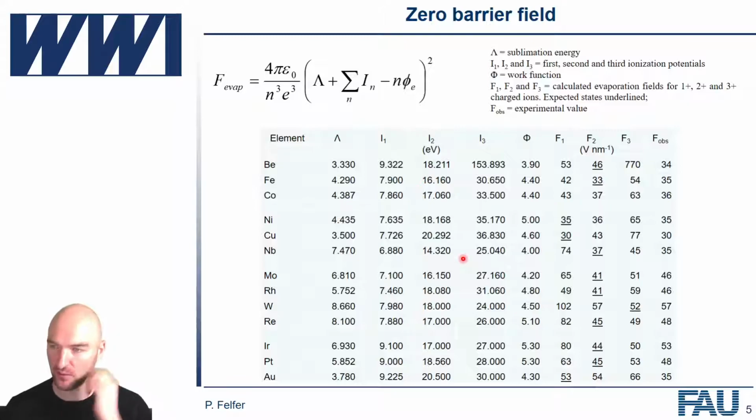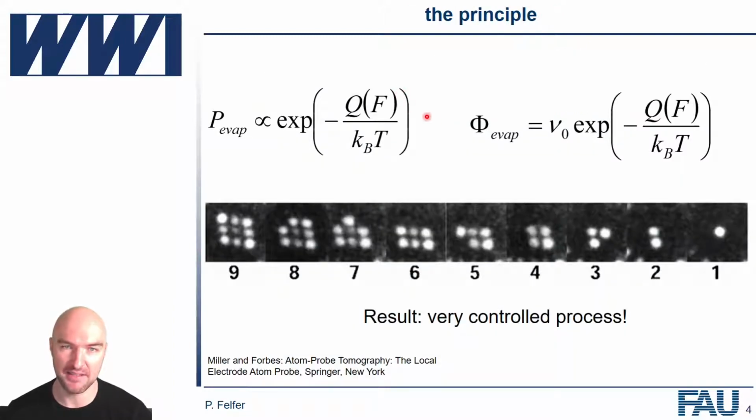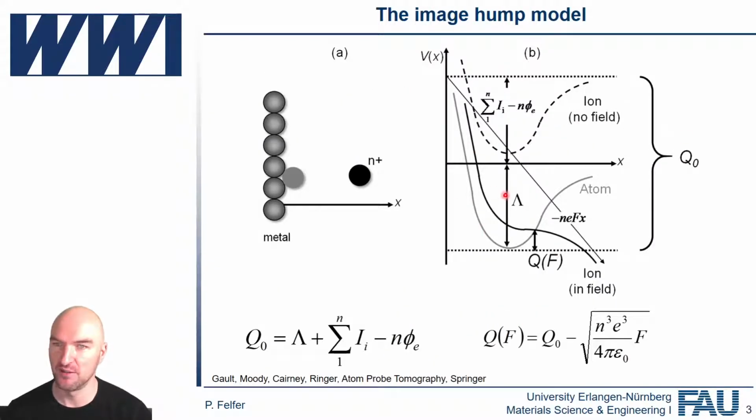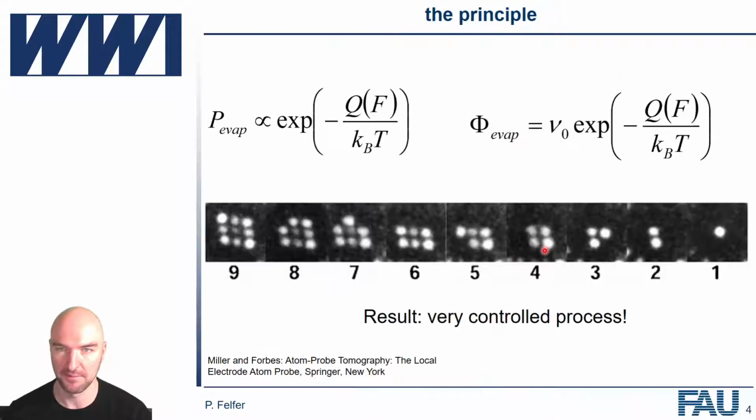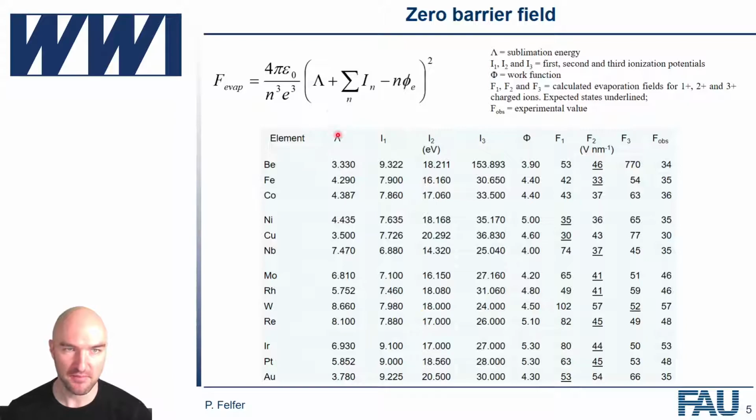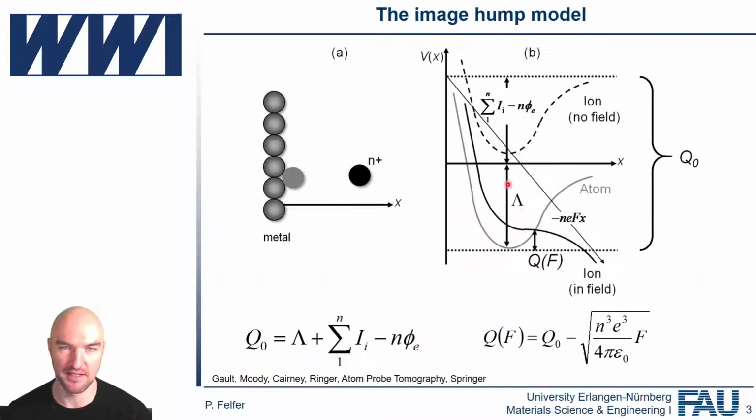Okay, so the question for us is then, how much field do I actually need to evaporate something? As a representative field, we can say, what's the field where this barrier becomes 0? And that's obviously relatively easy to derive just based on these considerations here.